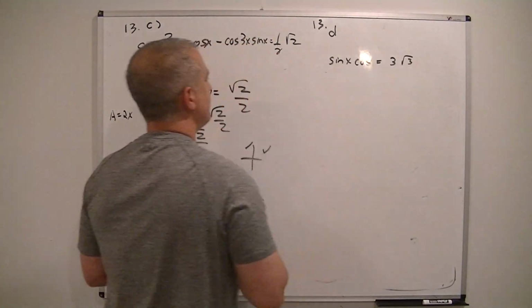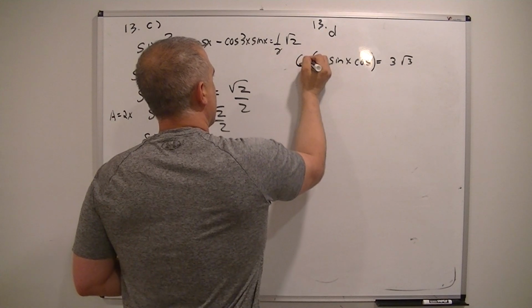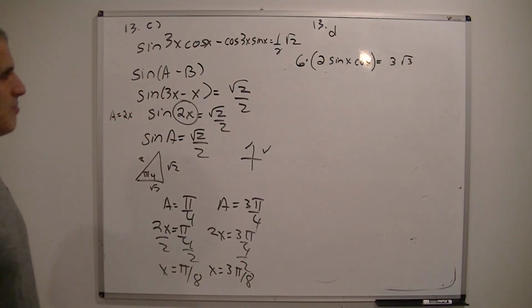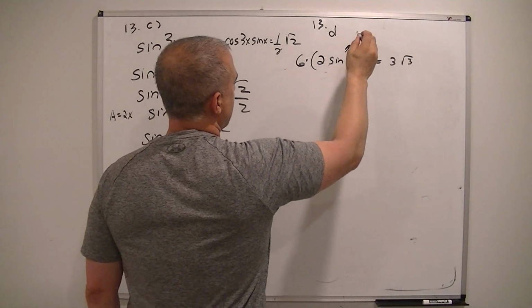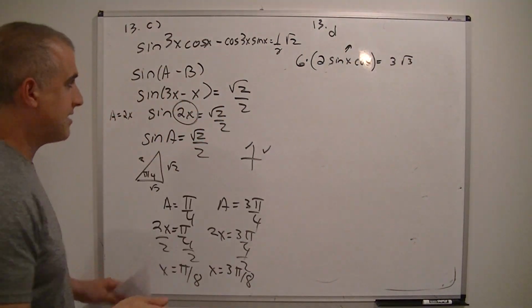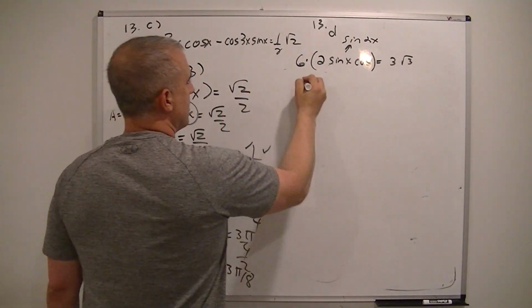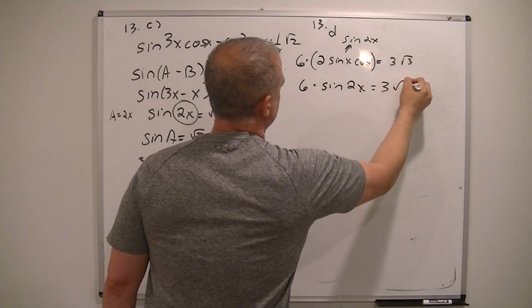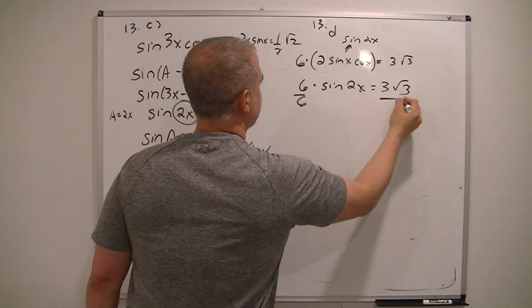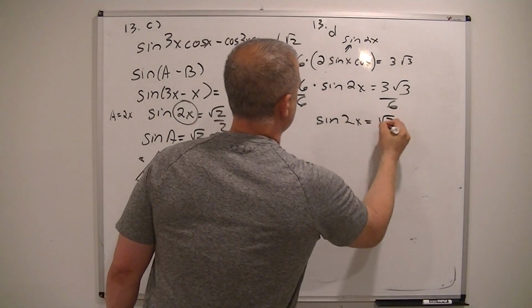What we want to do is I want to make this into 6 times, and the reason why, all right, is that this is the same thing, okay, as sine of 2x. It's the same basic formula. So 6 times the sine of 2x equals that. Pretty tricky, I would say. Divide by 6, that's sine of 2x equals square root of 3 over 2.